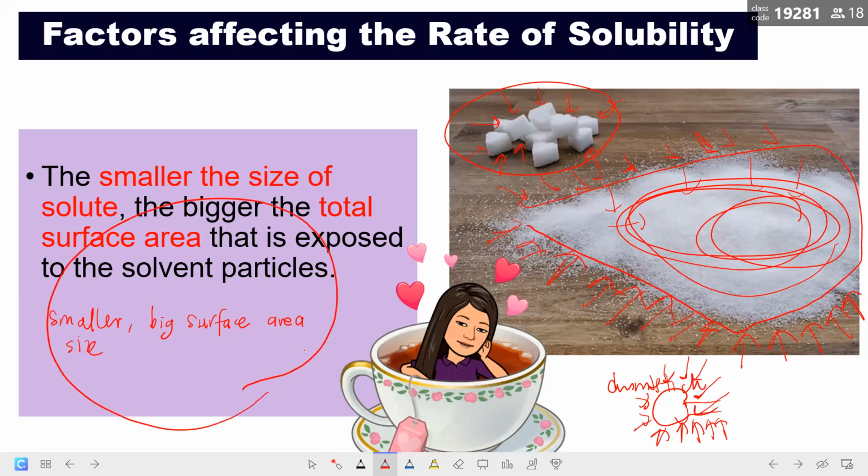Teacher's big chicken, this is the leg. Sorry, I'm not good at drawing chicken either. So the heat can only hit at these areas. So you will see that when I have a smaller size, my total surface area exposed is larger. Okay, do you get the concept?